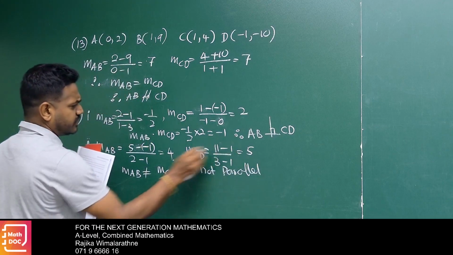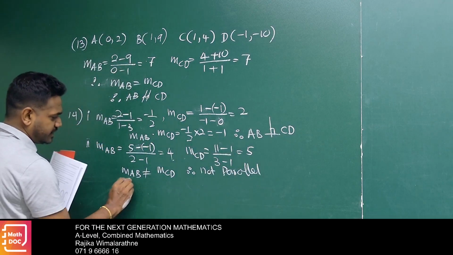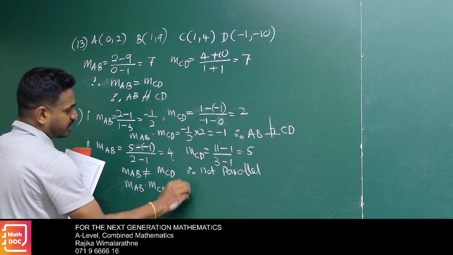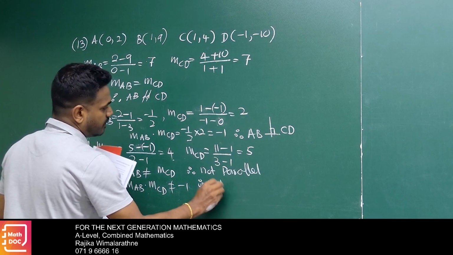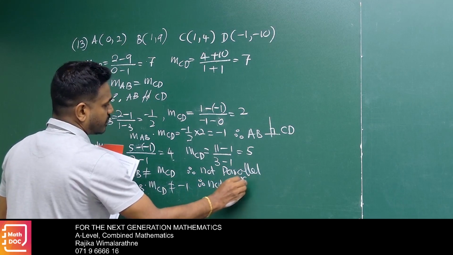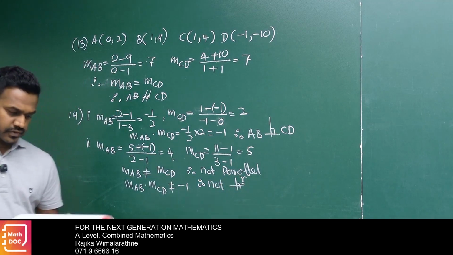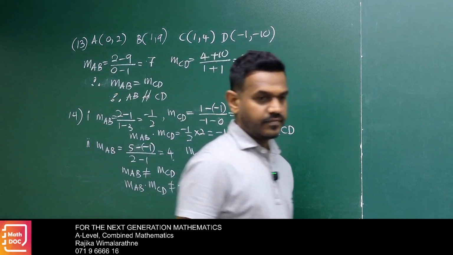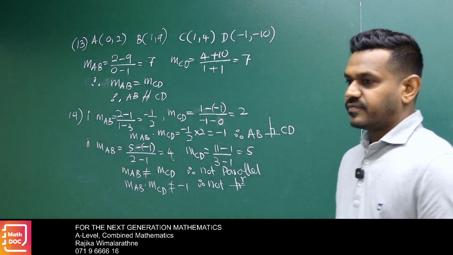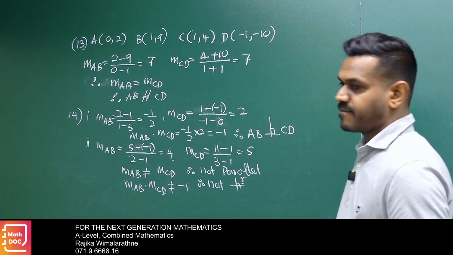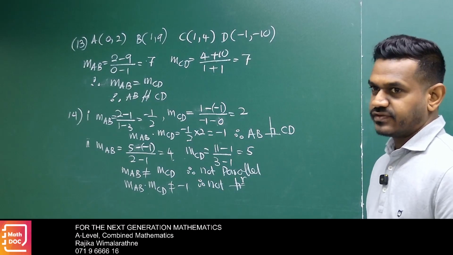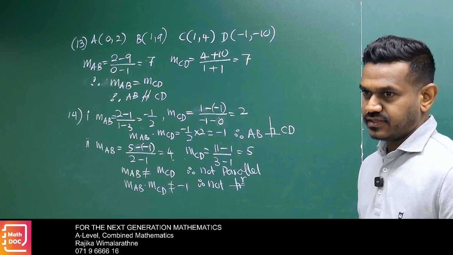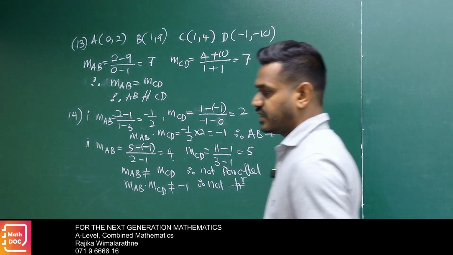Similarly, we say MAB times MCD is not equal to -1, therefore not perpendicular. So on we can continue. Take time and do it alone. We have to check whether the gradients are the same, or the gradient product is -1, or they are not equal. So, continue.